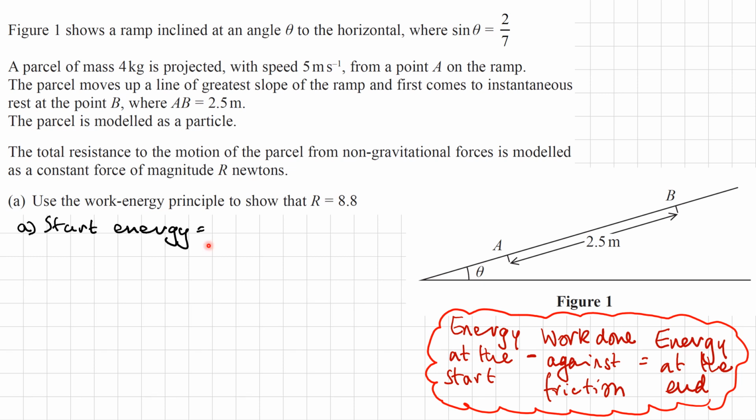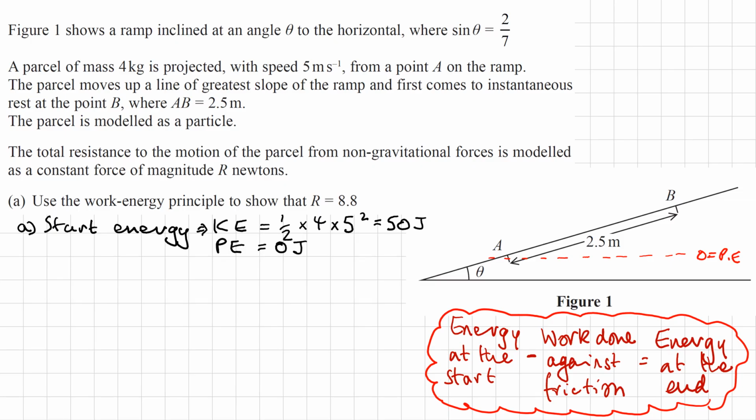Now for our start energy, we have kinetic energy because it's projected initially with a speed of 5 meters per second. So using half mv squared, so half m, which is 4, and then v squared, which is going to be 5 squared. So that's 50 joules. Now in terms of potential energy, I'm going to call this point here the line of zero potential energy. So PE I'll just make equal to 0.